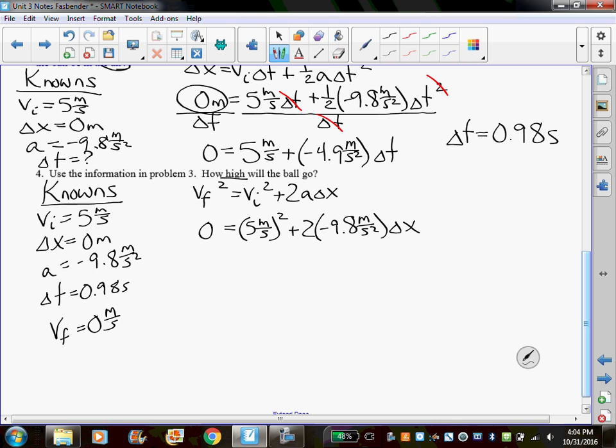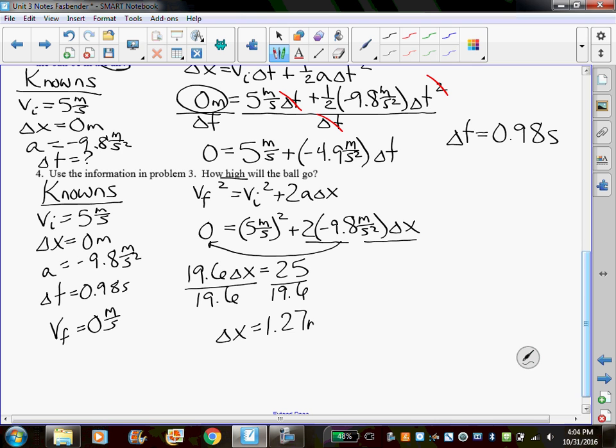So then we can do the algebra. I think this ends up, if we move this 2 times negative 9.8 times delta x over to the other side, we end up getting 19.6 delta x is equal to 25. So we divide both sides by 19.6. And you end up getting that the maximum height is going to be 1.27 meters.